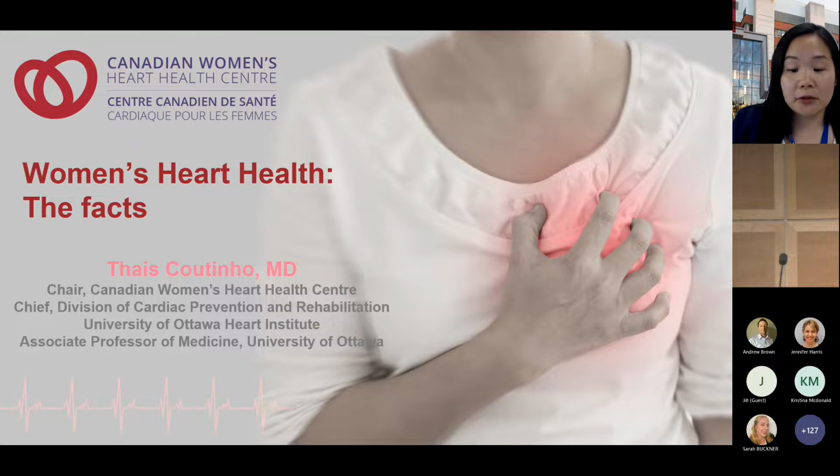Dr. Coutinho. Dr. Coutinho is a clinician scientist, chief of the Division of Cardiac Prevention and Rehabilitation, and chair of the Canadian Women's Heart Health Centre at the University of Ottawa Heart Institute. She's also an associate professor of medicine at the University of Ottawa. She's the recipient of numerous awards, including the AHA and CCS Young Investigator Awards, and her research focuses on the evaluation of aortic function and hemodynamics to understand the pathophysiology of cardiovascular diseases, with special emphasis on sex differences in aortic function. To pursue these investigations, she holds multiple competitive grants, including a CIHR project grant.